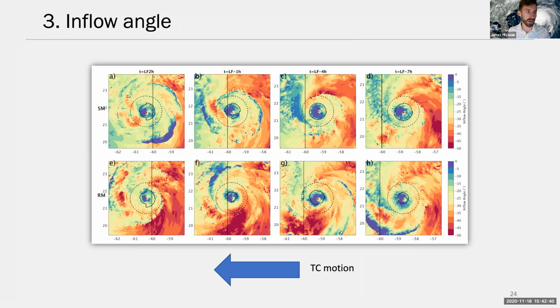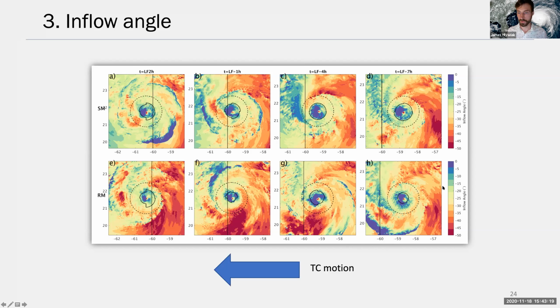So now here are some time snapshots of the inflow angle, averaged below 250 meters. On the top, I have the smooth moderate case. On the bottom, I have the rough moderate case. The TC is moving from right to left. Here's landfall. The right panels are showing 7 hours before landfall. The left panels are showing 2 hours after landfall. This dashed line is just a reference 100-kilometer radius around the storm center, just giving you an idea of the overall size. And these are quadrant RMWs here.